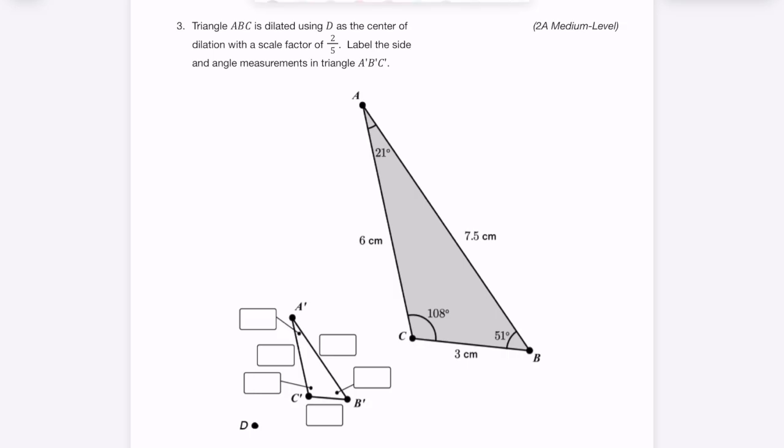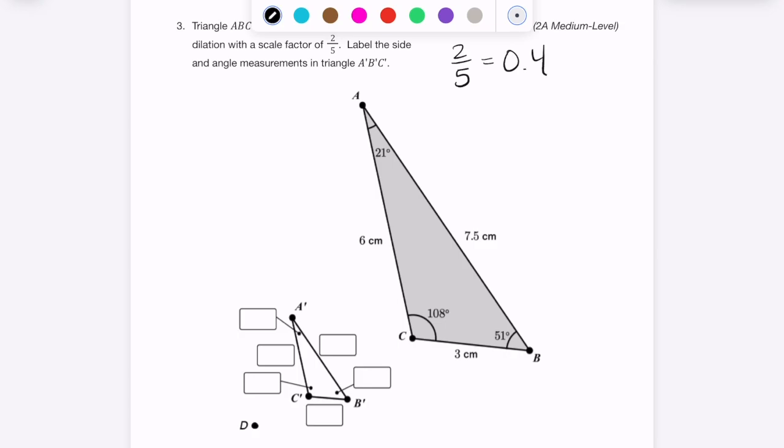Okay, so again, we have that our pre-image is the bigger triangle here. This is my pre-image, this is my original, and it's larger than my image, which is smaller. So we're going to have a scale factor of less than 1, like we have here. 2/5 is a fraction, it's 0.4 as a decimal. So that is going to make my shape smaller. Okay, and we're supposed to label the angle measures and the side lengths in my image here.